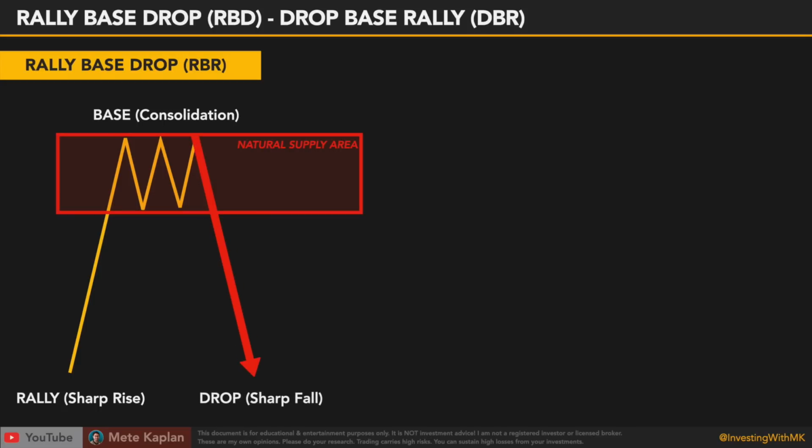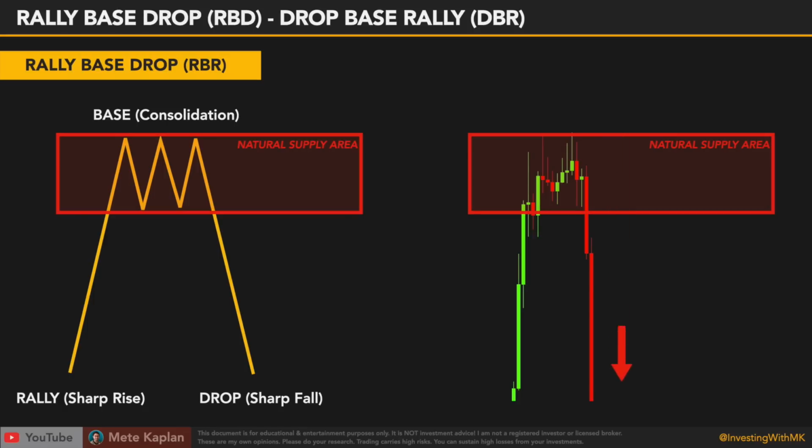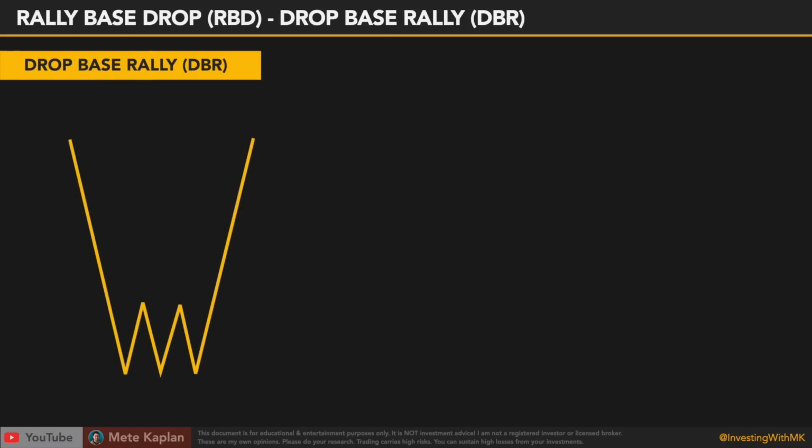Rally, base, drop, RBD. As you can see in this example, a very sharp and strong rally happens. Right after that, the price stops and orders accumulate, creating the natural supply. Finally, you can witness a sharp and strong drop. Very simple to identify. Let's check the drop-based rally.